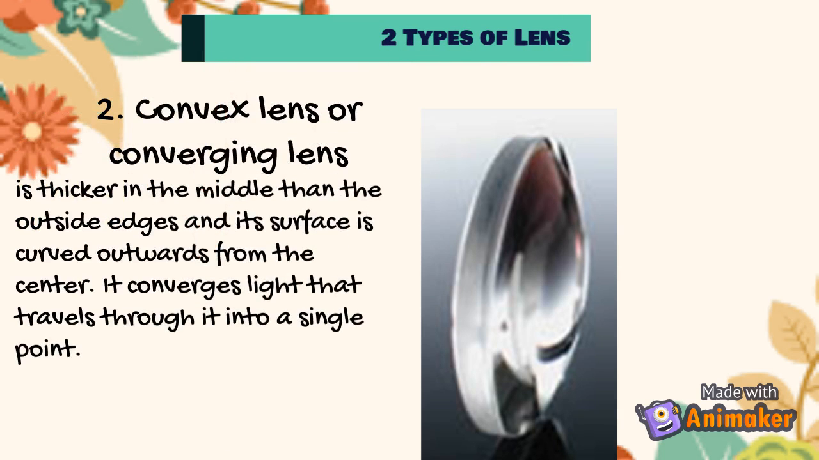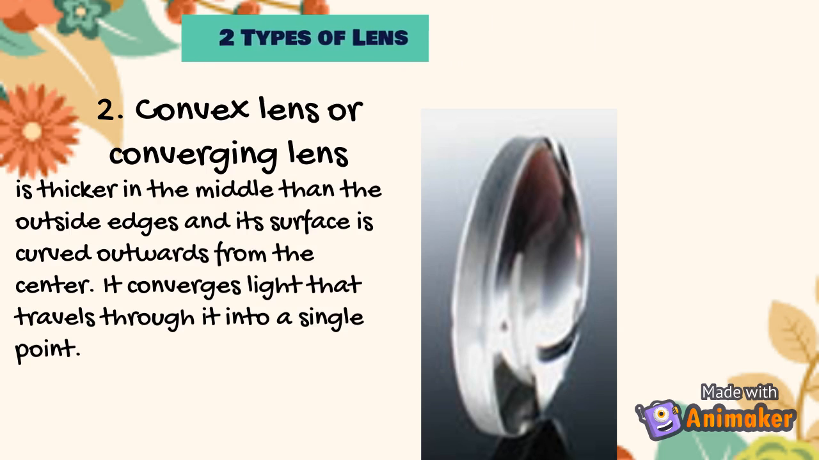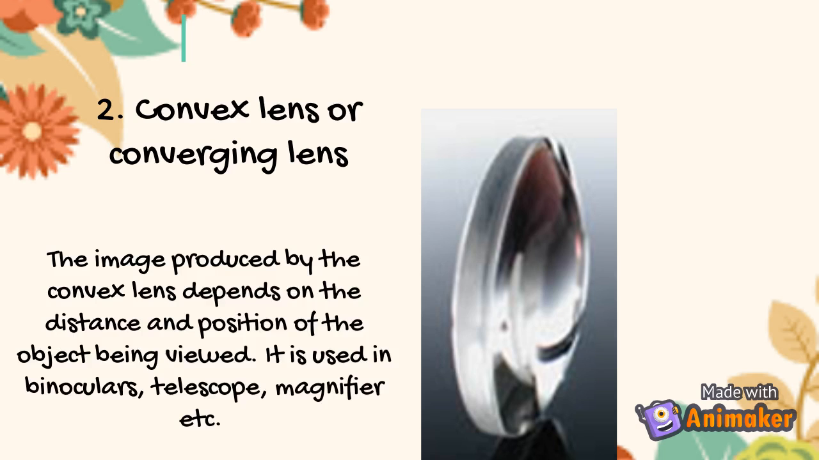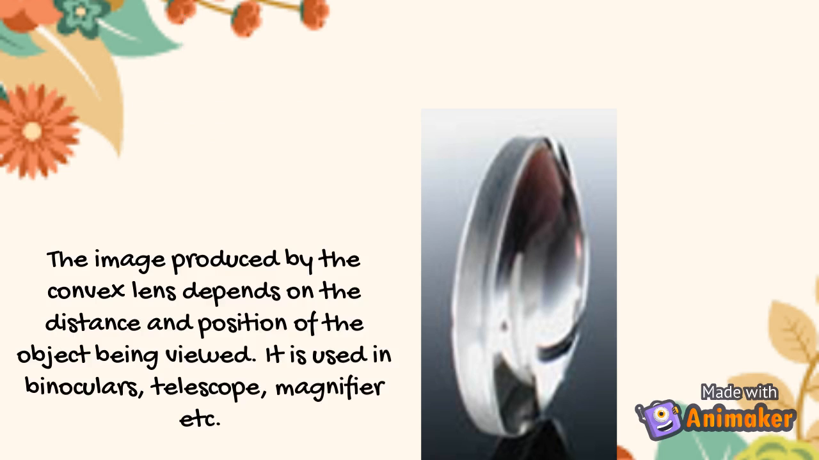The second one is a convex lens or converging lens. It is thicker in the middle than the outside edges, and its surface is curved outward from the center. It converges light that travels through it into a single point. In other words, the parallel rays of light join at the same point after passing through the convex lens. The image produced by the convex lens depends on the distance and position of the object being viewed. It is used in binoculars, telescopes, magnifiers, and others.